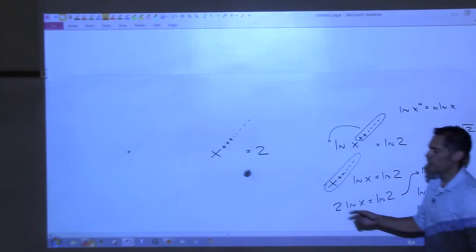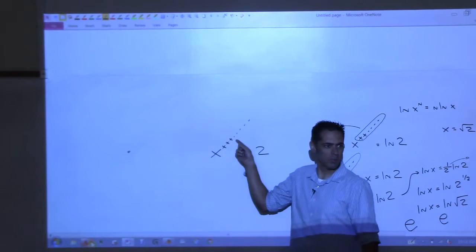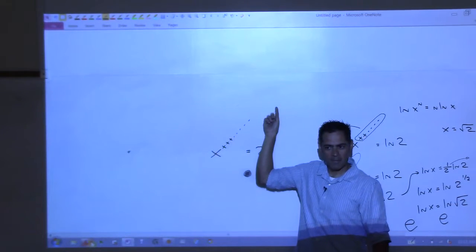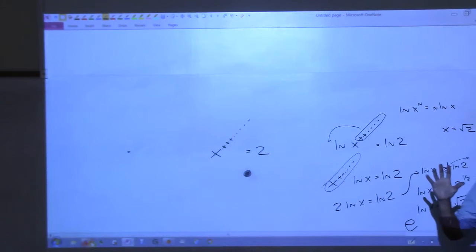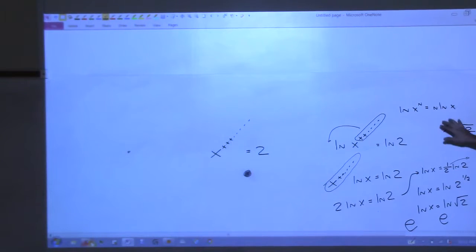So that's the answer. If you take root 2 to the root 2 to the root 2 to the root 2 forever, that's 2. It's weird. But that's why I've always loved this property, because you can use it in places that you wouldn't even think you could use it.